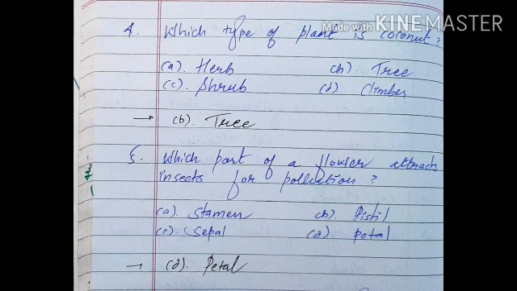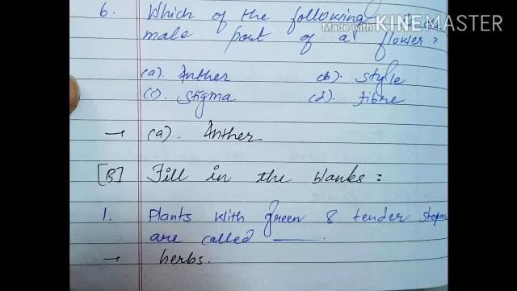Fifth one is which part of a flower attracts insects for pollination, and here are 4 options and the answer is D, petals. Sixth one is which of the following is the male part of a flower, and here are 4 options and the answer is A, anther.